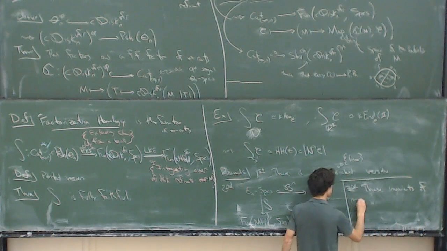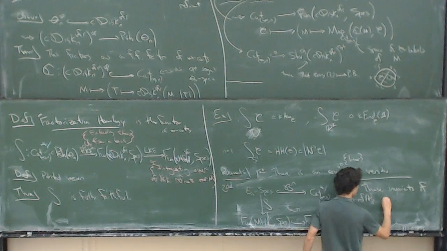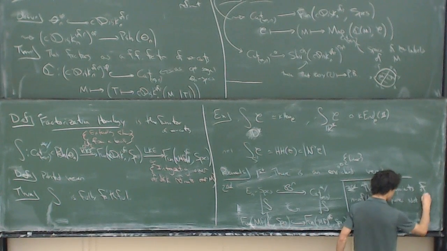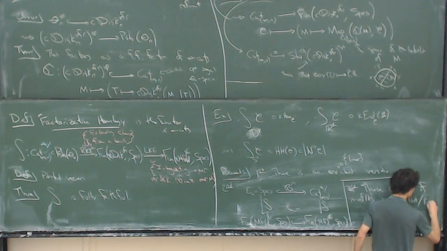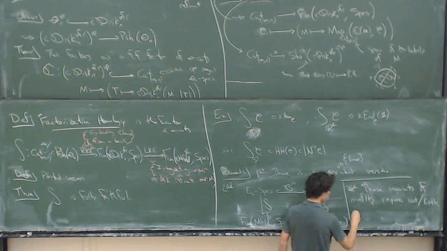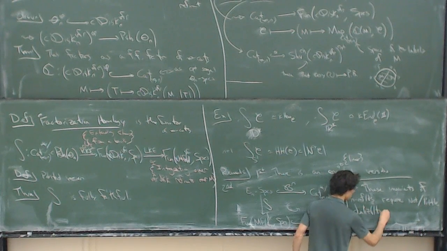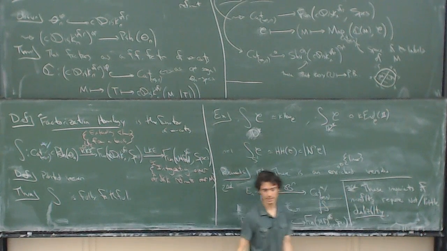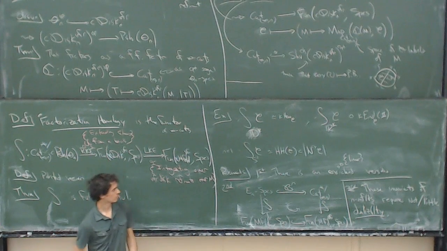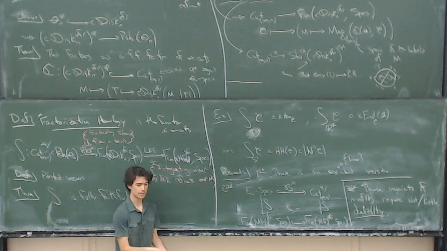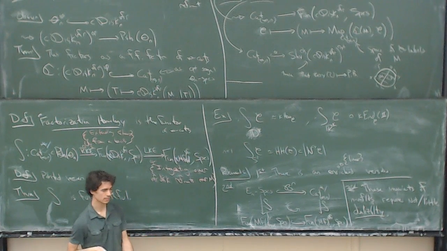So these invariants of n-manifolds require no, or in practice little, dualizability. It's really an invariant of stratified manifolds. That's right, and so you can still get an invariant of ordinary manifolds by averaging over stratifications.